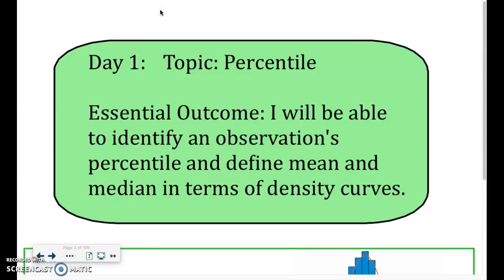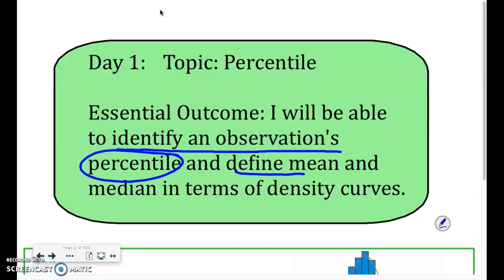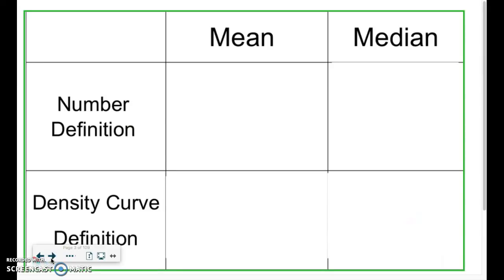All right, so what's our essential outcome today, or our big idea or learning goal? I will be able to identify an observation's percentile and find the mean and median in terms of density curves. So percentile is a big word, and I want to define our measures of center for density curves. All right, let's do this. So, mean.